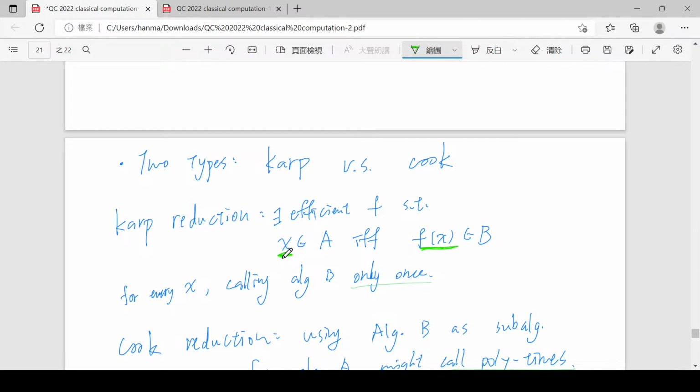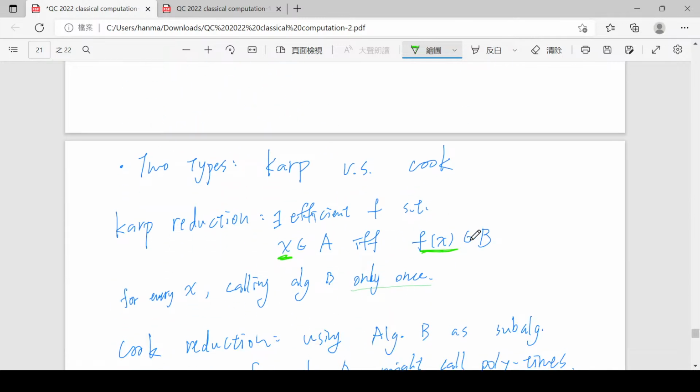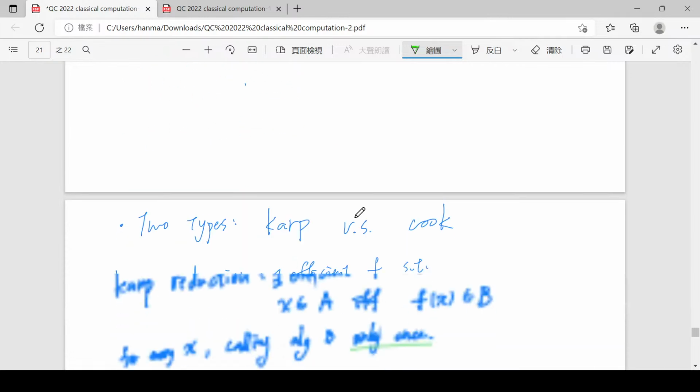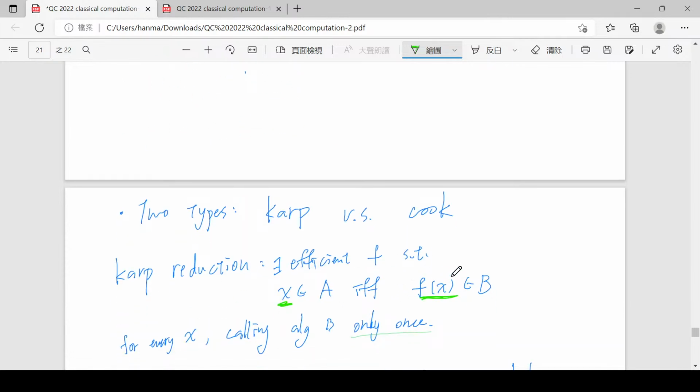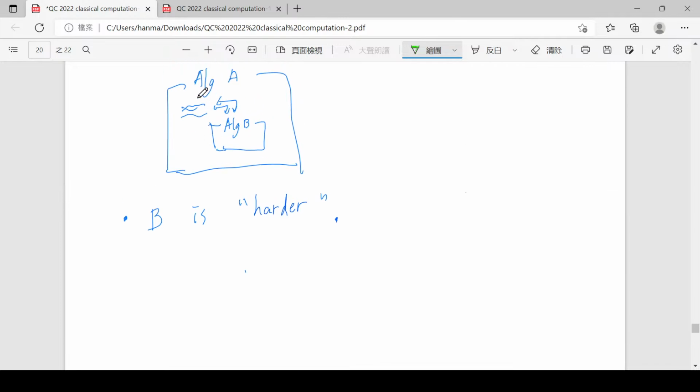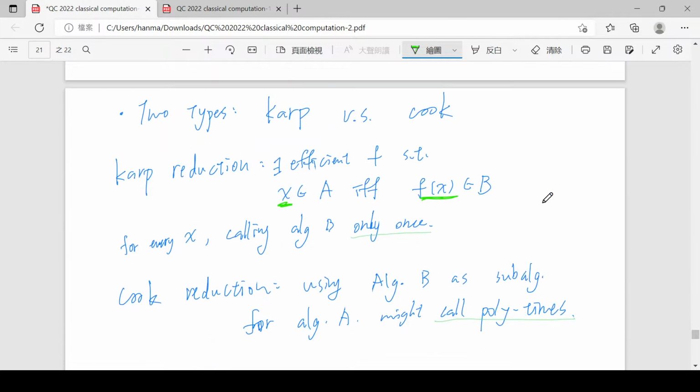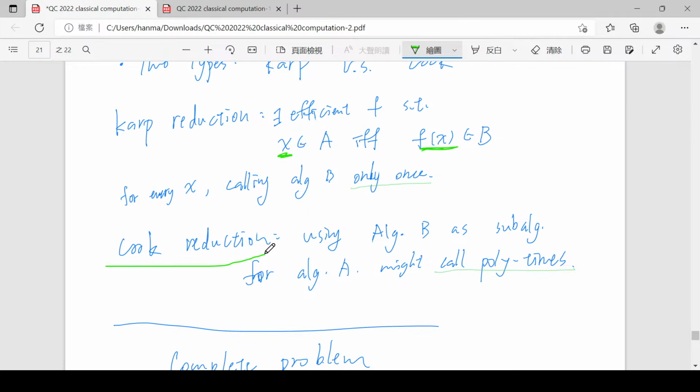So some instance x is in A if and only if you do this transformation and f of x is in B. Okay. And then from here you can see how this algorithm works. So here, if you have this kind of reduction, then this algorithm for A is very easy. You take the x as input, and you just compute f of x, and you throw f of x inside algorithm B, and you see the answer is yes or no. Right? That's easy. But then there is also this Cook reduction, and this is less like a reduction of problem, more like a reduction in algorithm.